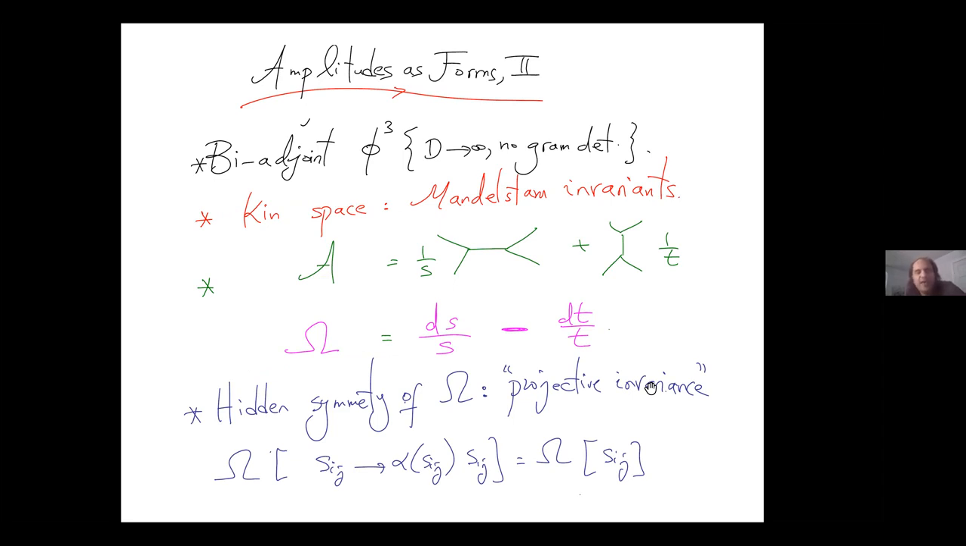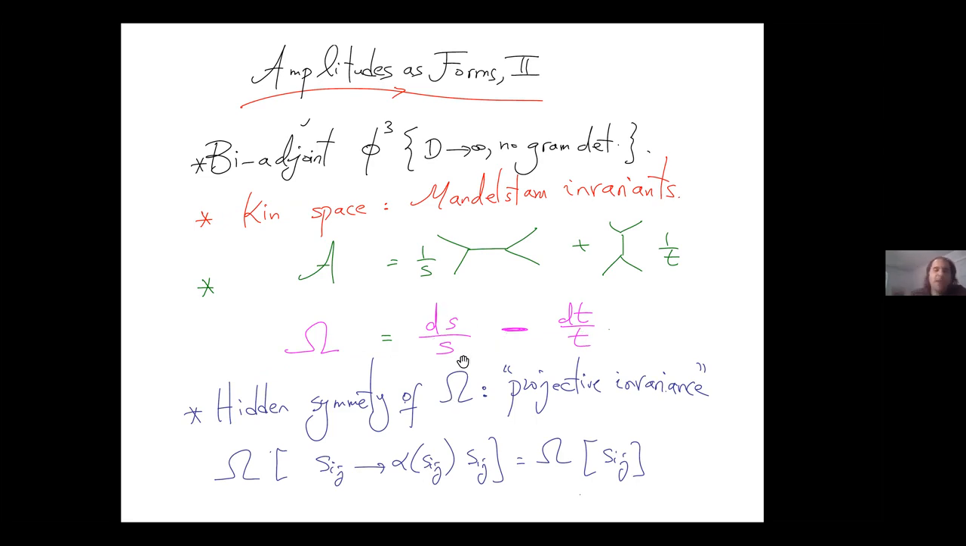Here we have yet another way in which the amplitudes are formed. Now we're talking about different theories, just simple scalar field theories in any number of dimensions. In fact, formally, D goes to infinity for the biadjoint phi cubed theory, so we ignore all Gram determinant constraints. In this case, the natural kinematic space is the space of Mandelstam invariants. And instead of talking about an amplitude as a function, 1 over s plus 1 over t, we think about it as a differential form, d log s minus d log t.